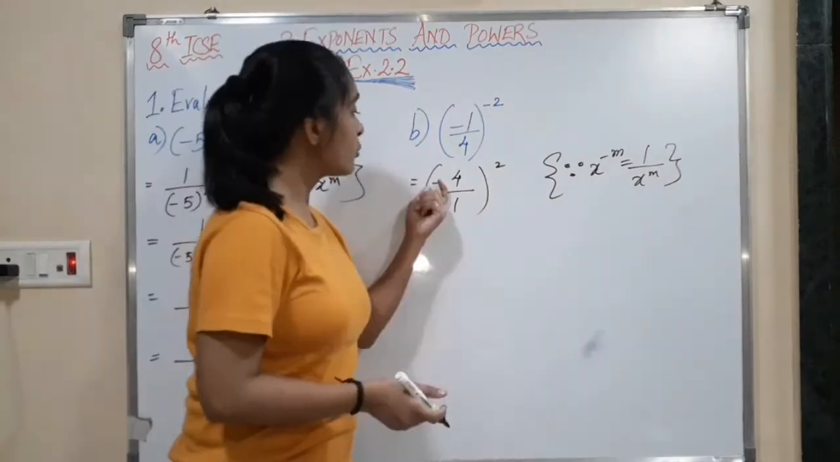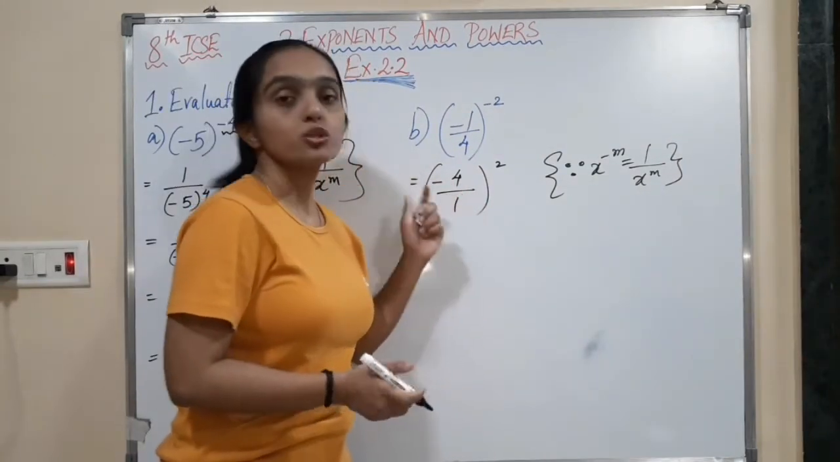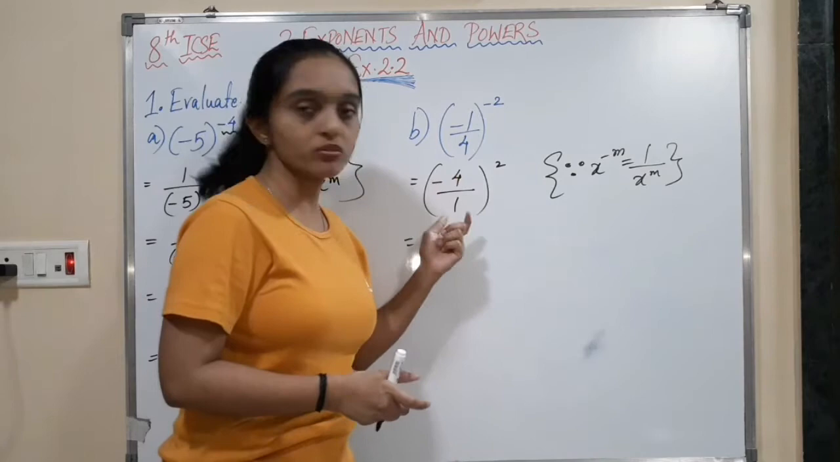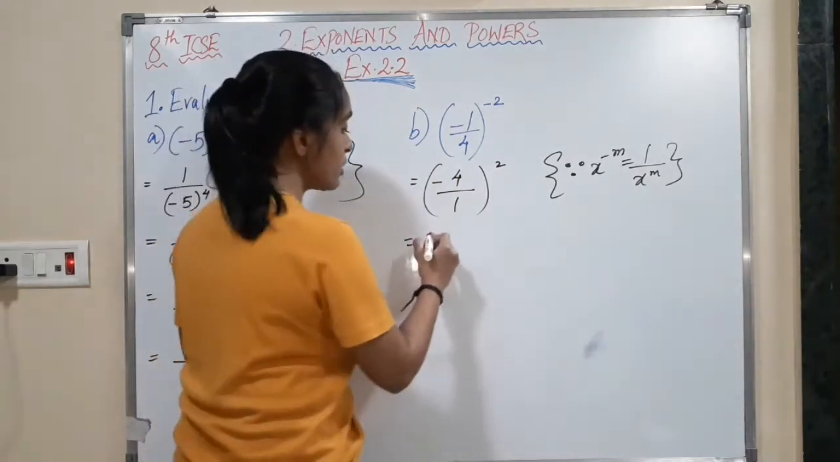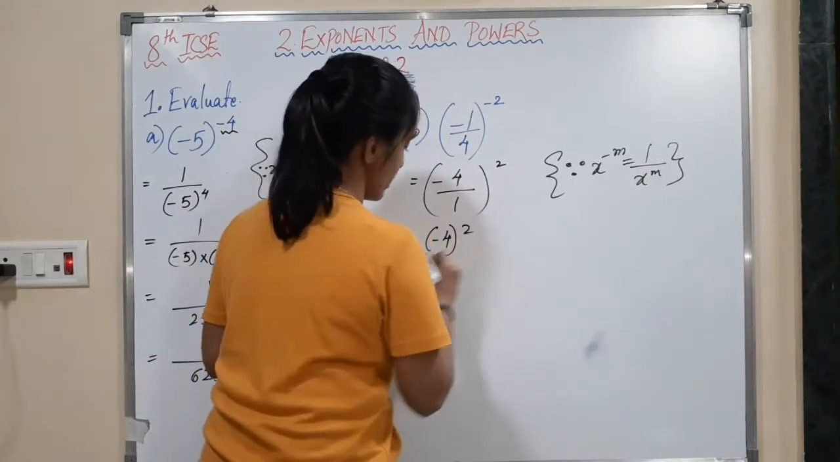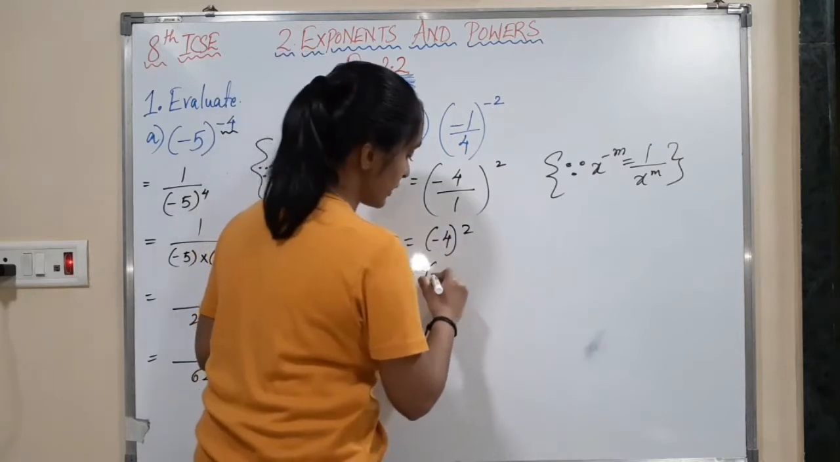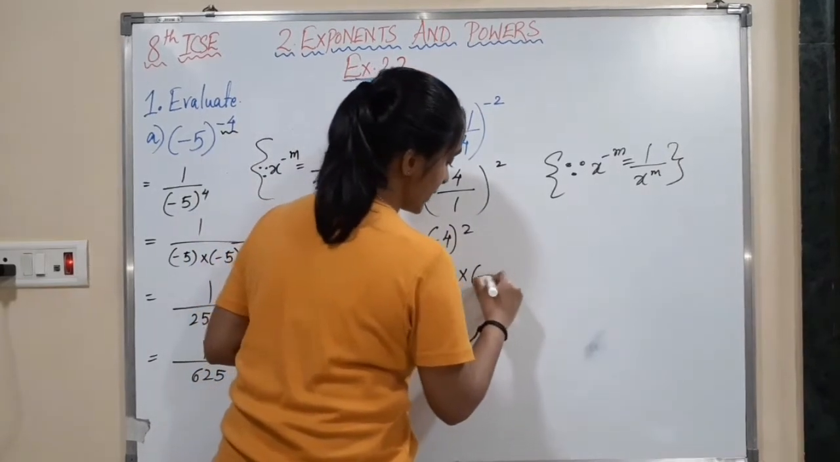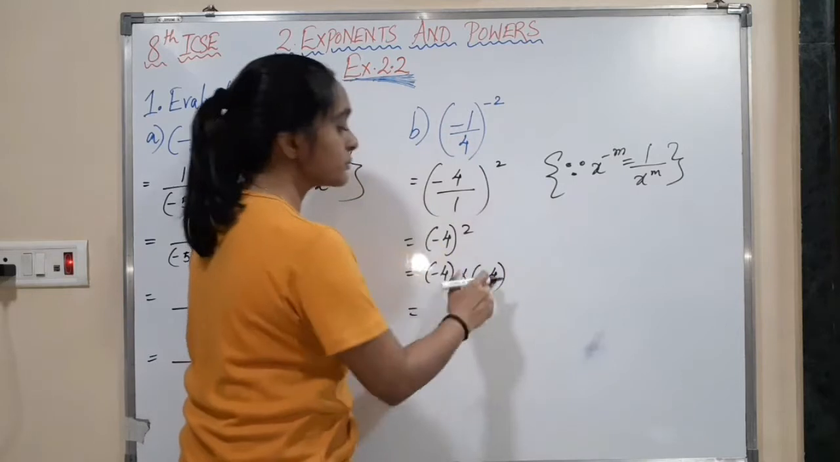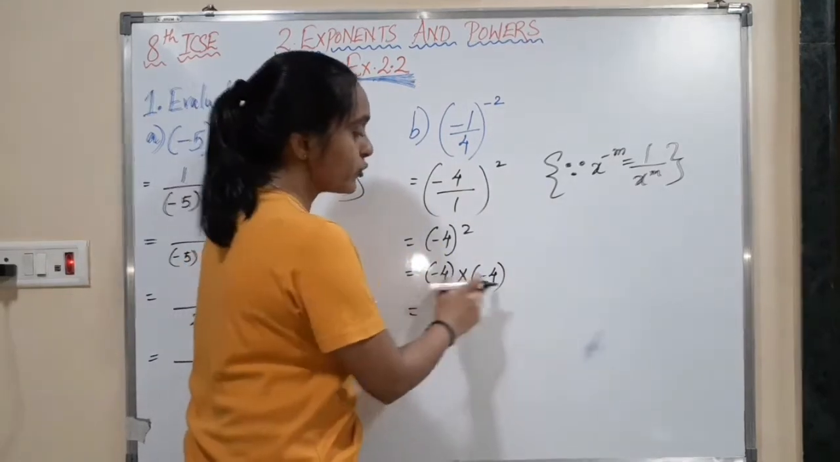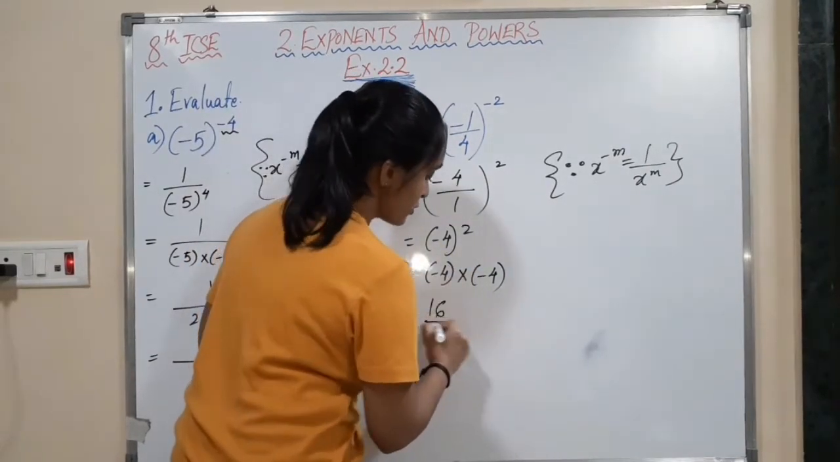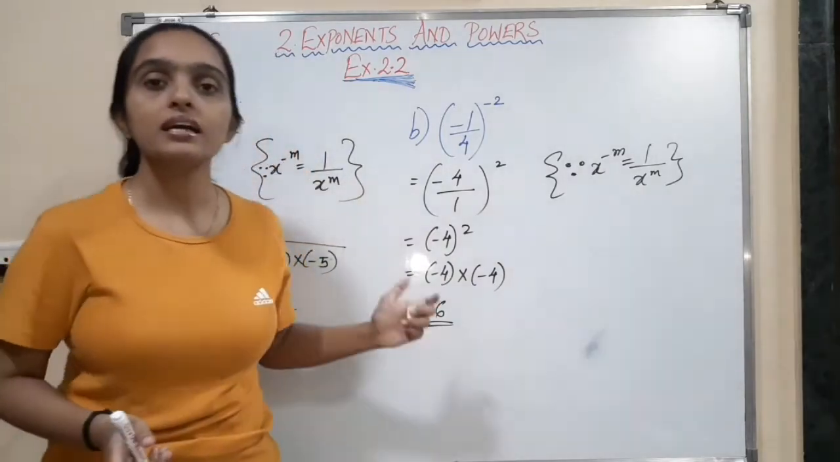Okay. Now minus 4 upon 1, so it will be minus 4 only. So minus 4 squared. Squaring this number you will get minus 4 multiplied by minus 4. So minus minus is plus and 4 fours are 16. So the final answer you will get is 16.